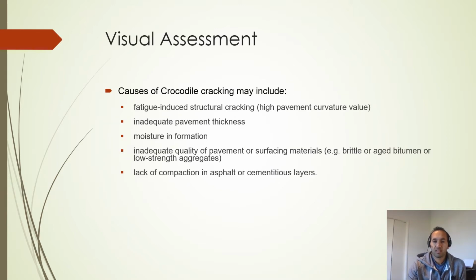The data that we've been provided, based on the visual assessment that has been carried out, is that there's a lot of crocodile cracking. Generally, different forms of cracking have different reasons. Crocodile cracking represents that the pavement is weak. So why is the pavement weak? Is there moisture that's gotten into the pavement layers, the granular layers, or into the subgrade? Sometimes it's moisture that gets in and weakens the pavement.